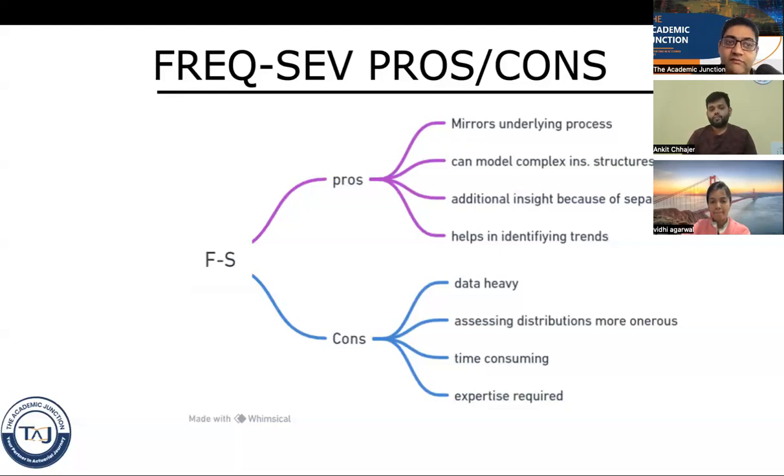You can use the frequency severity model to model complex insurance structures. And this is usually the go-to approach. If you go to any average insurer in India today, there's a very high probability that you will run into a frequency severity model. Not many insurers use GLMs. Maybe that is changing over the past 2-3 years.